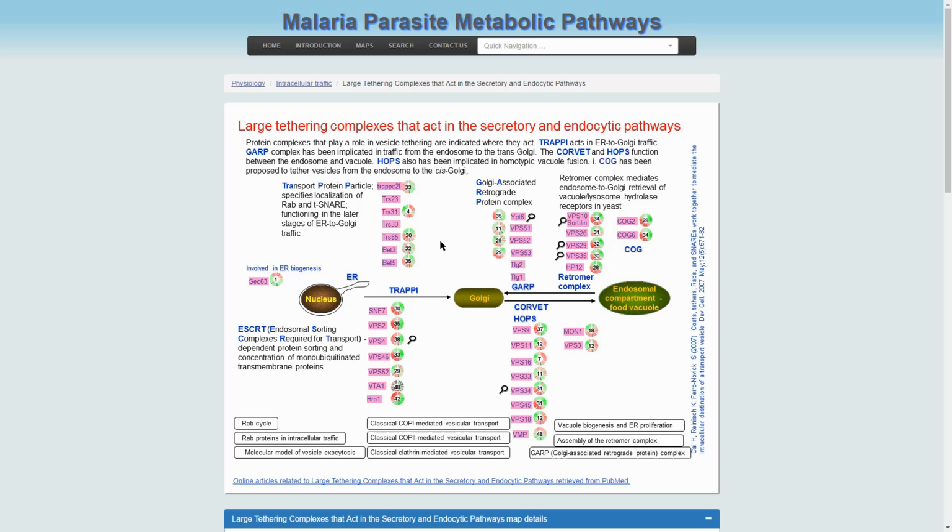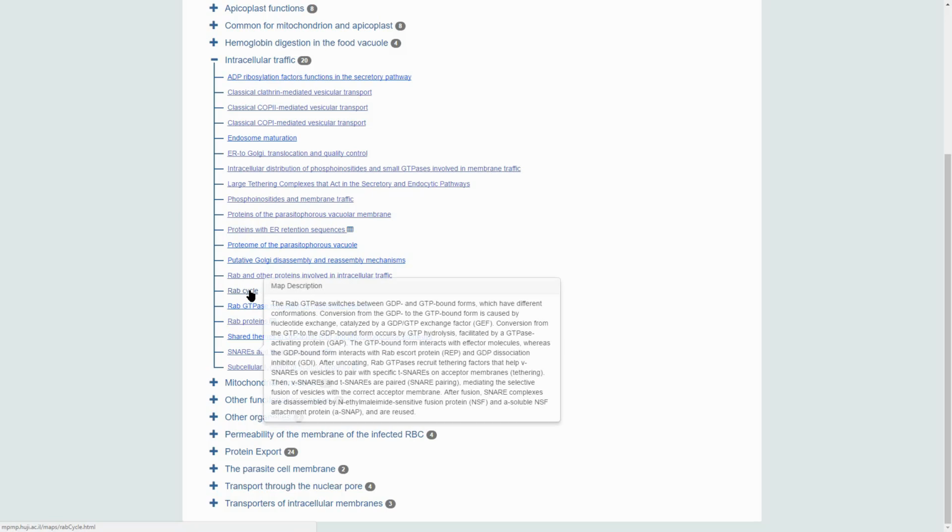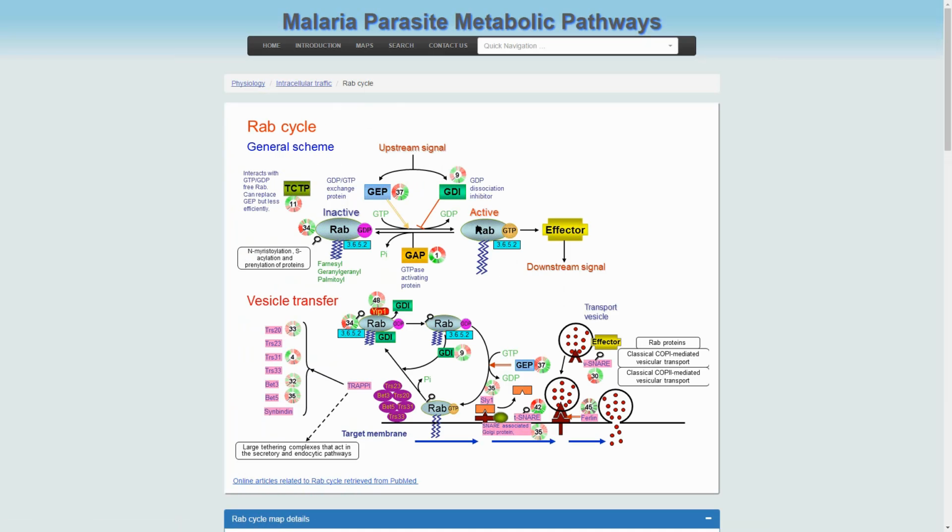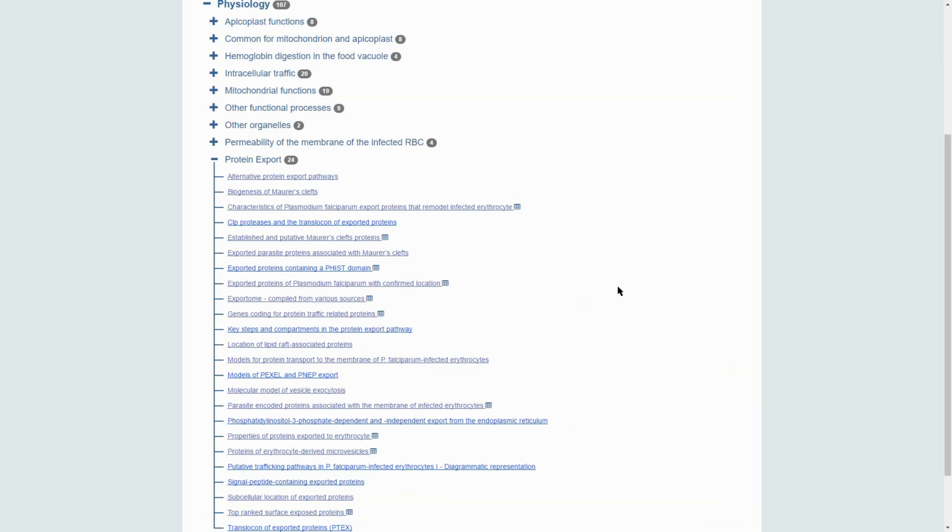And here we have a map describing the tethering complex and the various forms of transport from the nucleus to the Golgi, and from the Golgi to the endosomal compartment and back. In this map on the Rab cycle, we see the Rabs and what they undergo when they participate in binding to the effector. And here the very important t-SNAREs and v-SNAREs, which catalyze the fusion of the endocytic vesicle with the membrane to release their content.